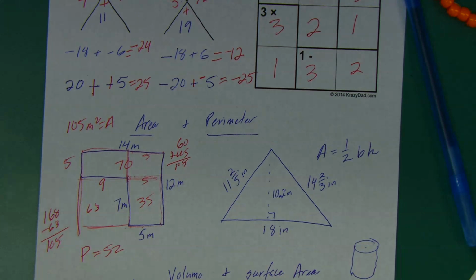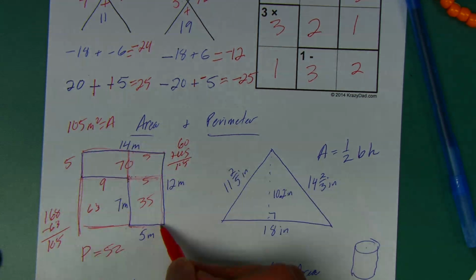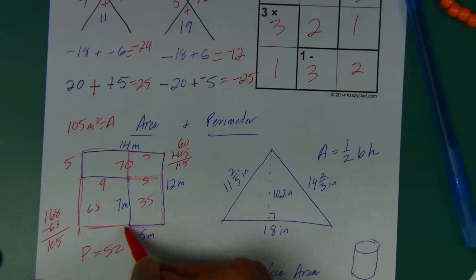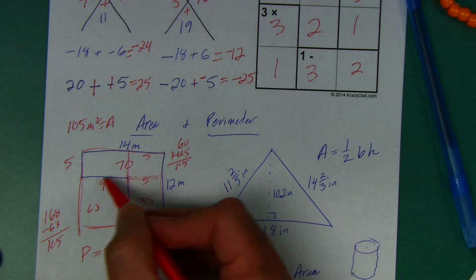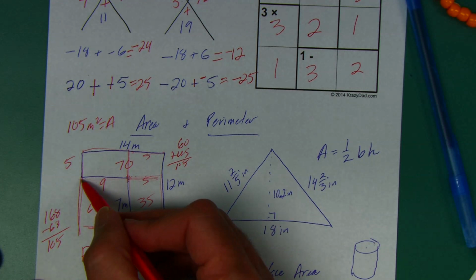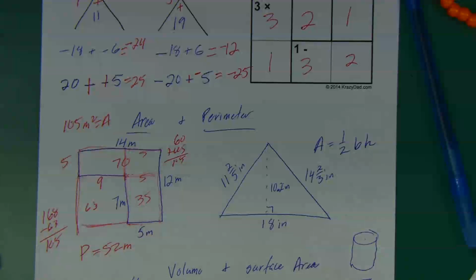Now, I want to double check. Start somewhere else. 14 plus 12 is 26, plus 5 is 31, 31 and 7 is 38, 38 and 9 is 47, 47 and 5 is 52, and that's meters. Show you a secret real quick.